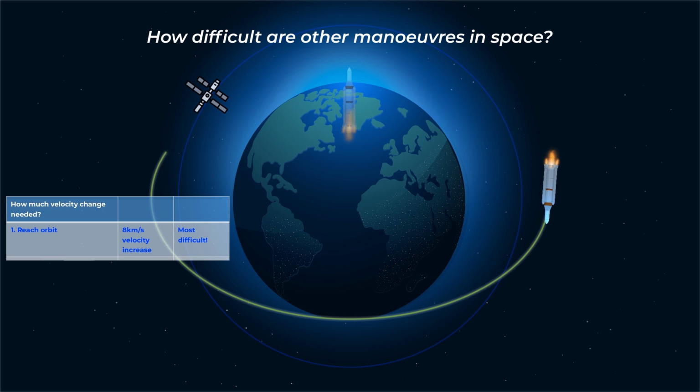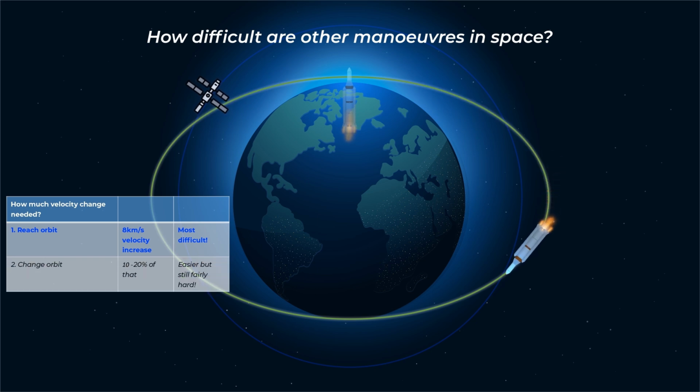Well, spacecraft often change orbits, that is, shape and size. This manoeuvre is perhaps 10 to 20% of what's needed to get into orbit, 1 to 2 kilometres a second. Easier, but still fairly hard.